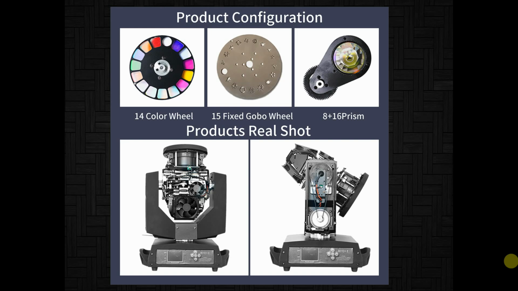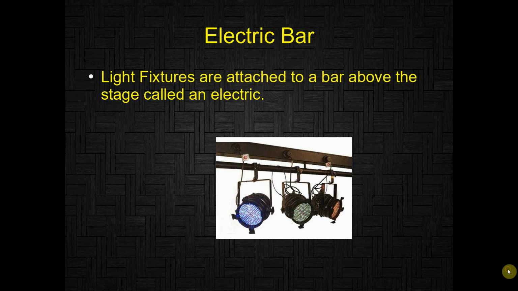So it's a lot more expensive to have a light like this in your rig. Now, the electric bars. Light fixtures are attached to a bar that's above the stage, and the general name for it is called electric. Sometimes we just call them a light bar. In the case of your school, you'll also have a light bar mounted up in the catwalk, which we typically call front of house because it's in front of the stage. So we call that front of house, and that shines down on the stage.